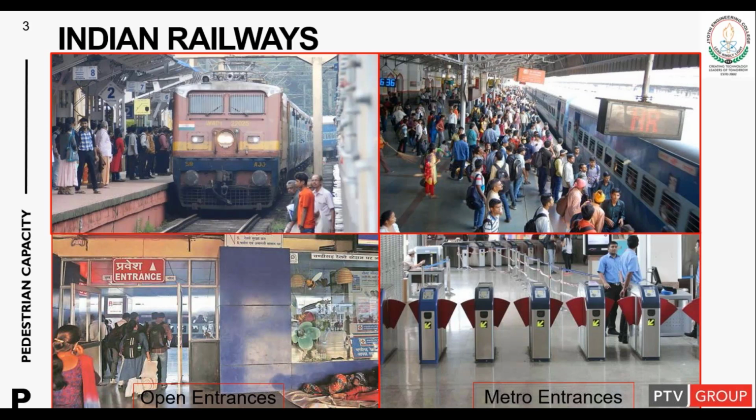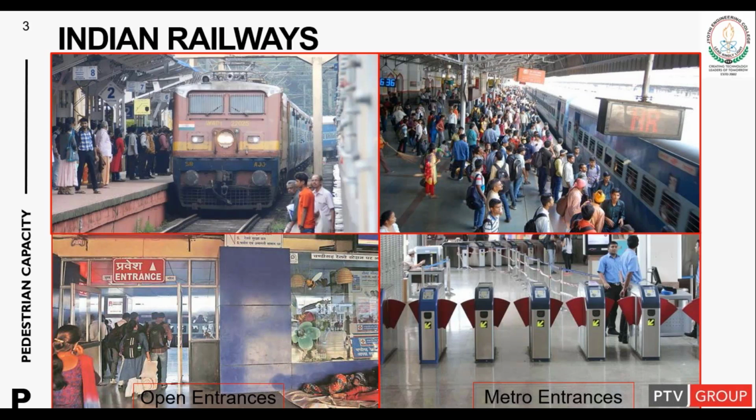If we see the other side, the bottom right of the image, it's a metro station. In India, there is a metro station having a ticketing gate entrance. This type of system is wanted to be implemented in the mass transit system. For that, the simulation software plays a vital role.